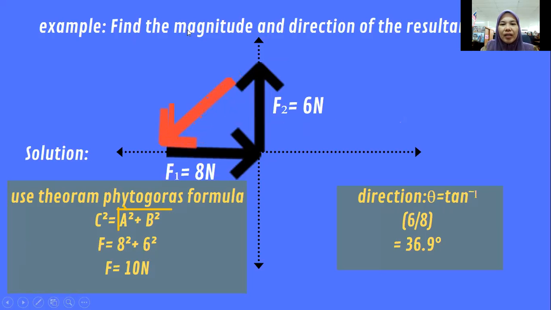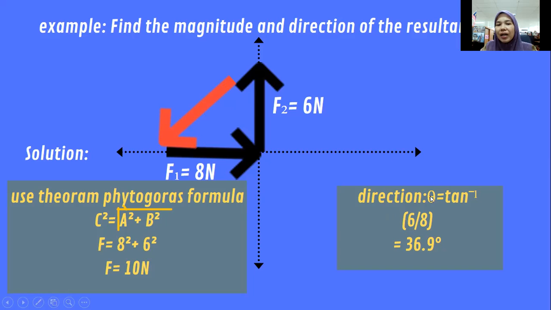Next example: find the magnitude and direction of the resultant force. You have to know the magnitude first. F1 is equal to 8 Newton, F2 is equal to 6 Newton, for example. Solution: you have to use the Pythagoras theorem. c squared is equal to a squared plus b squared, where c is your hypotenuse, which is your resultant force. 8 squared plus 6 squared, then square root: F resultant is equal to 10 Newton. The magnitude of the resultant force is 10 Newton.